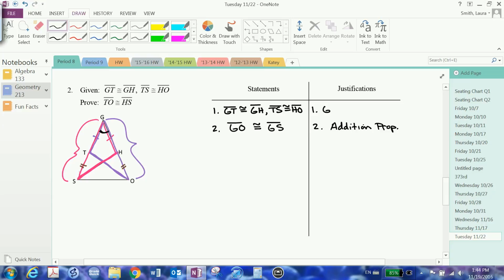That's angle G. So I'm going to say angle G is congruent to angle G. When I say angle G, there's only one I'm looking at, right? It's not like I could confuse it, if I said angle O, then I could have multiple. So, all right, here we go. And this is the reflexive property.